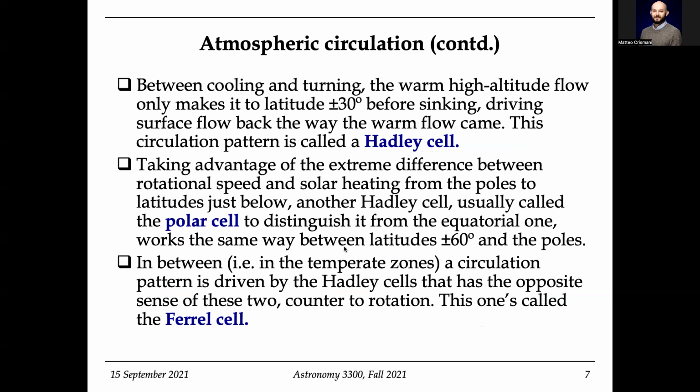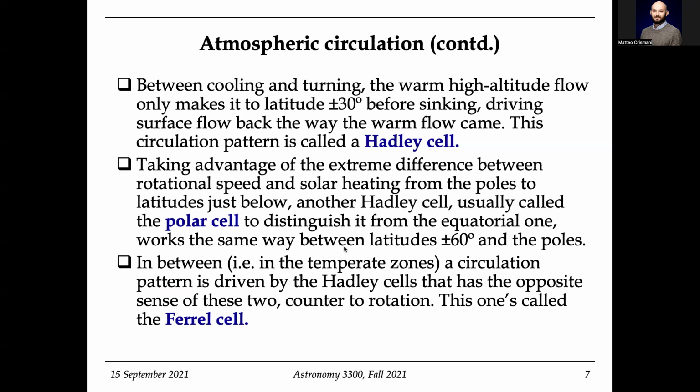Between cooling and turning, the high altitude flow only makes it about 30 degrees. And then it sinks. And that's where you get your first cell. Now, is that 30 degrees? No. Not really. So you can take advantage of the difference in speeds and solar heating to form another cell.